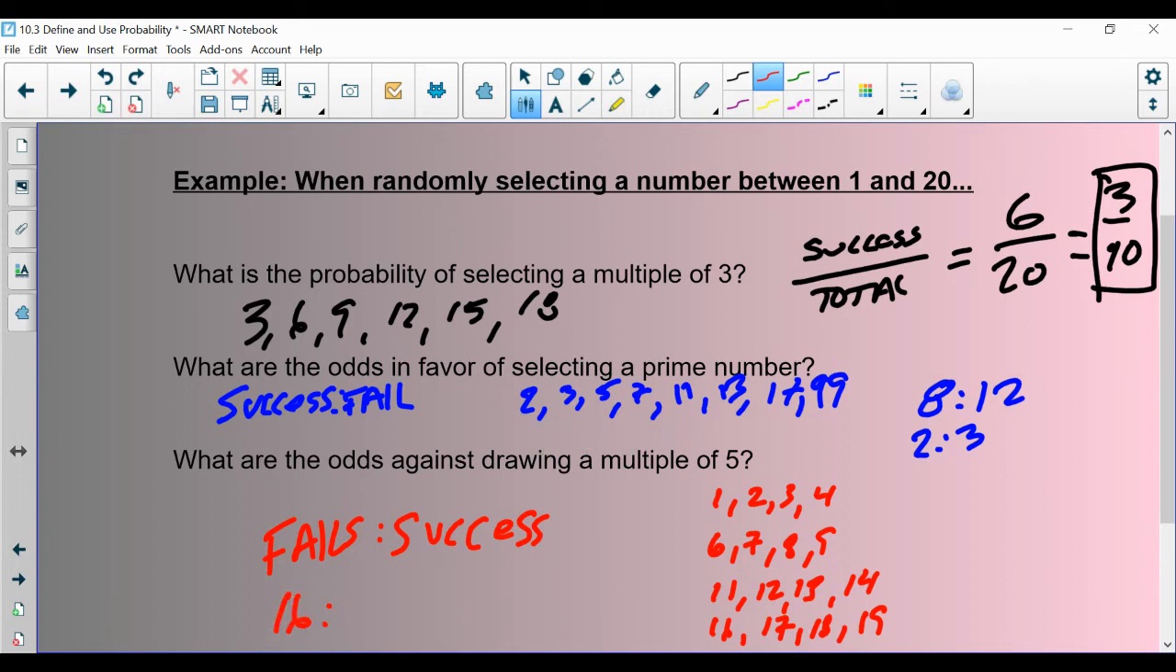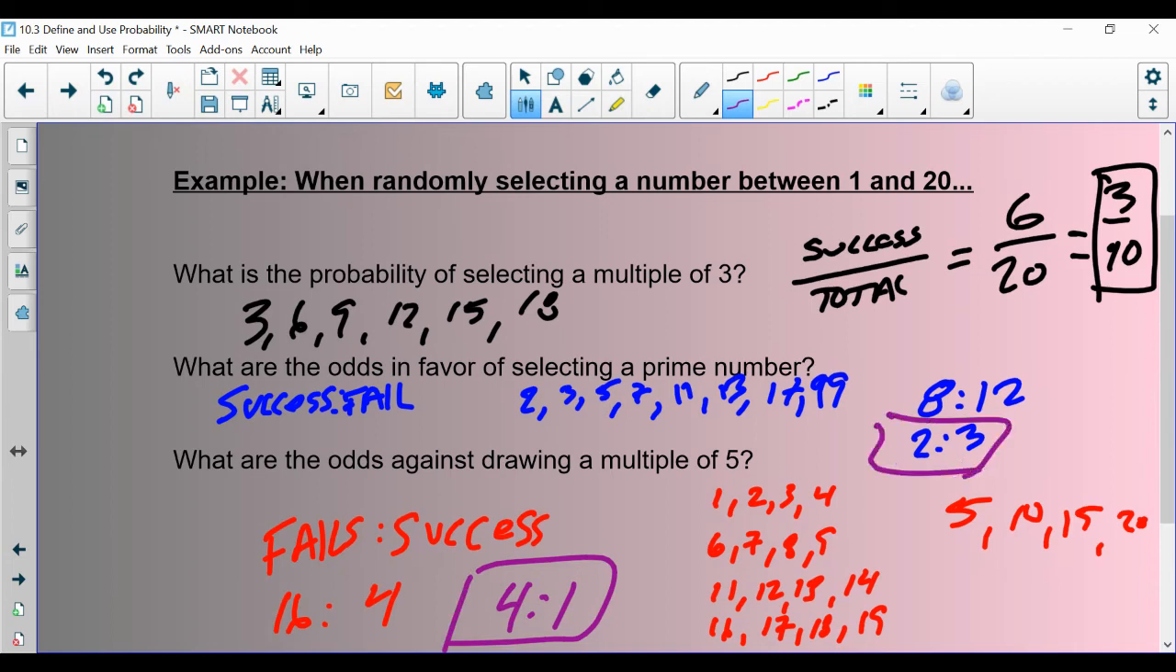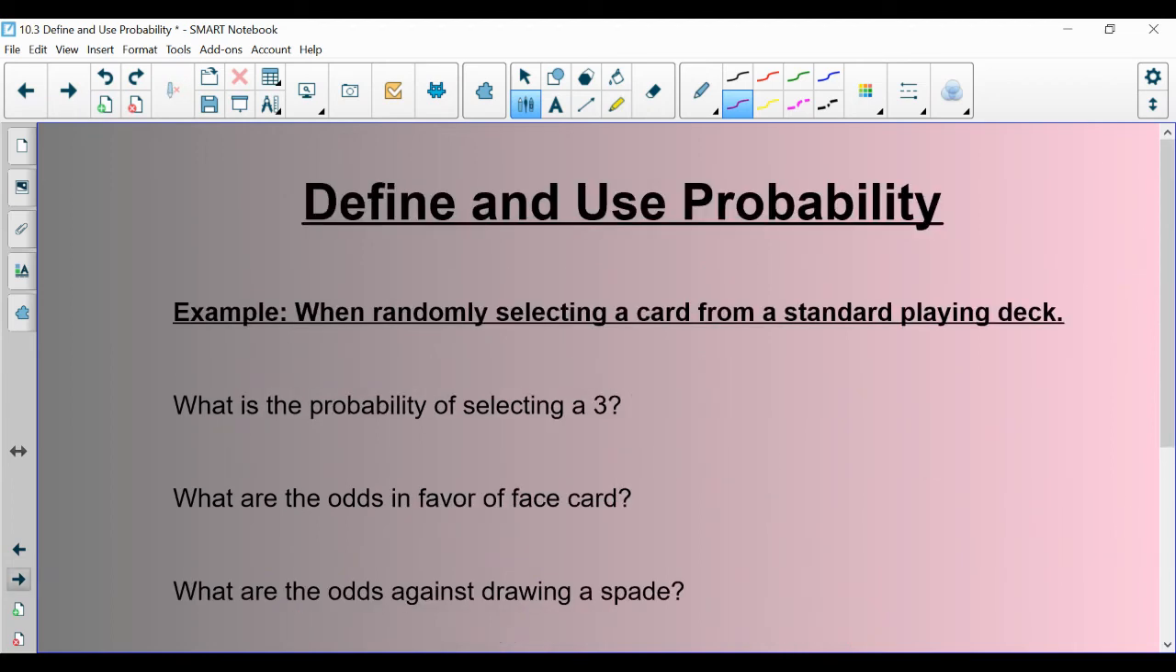How many multiples of 5 are there? Well, there's 5, 10, 15, and 20. So there'd be 4 ways to succeed. We do need to reduce this if we want to have our right answer. So this would be 4 to 1 odds against drawing a multiple of 5. We have 2 pages left of examples here.